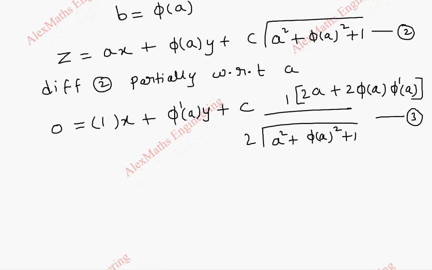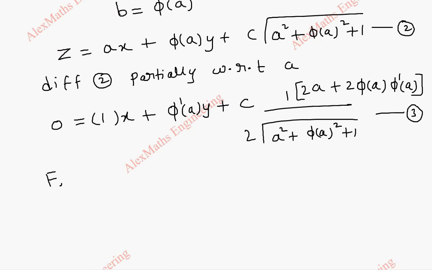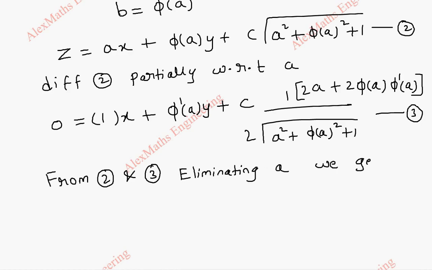Now from 2 and 3, eliminating a, we get the general solution.